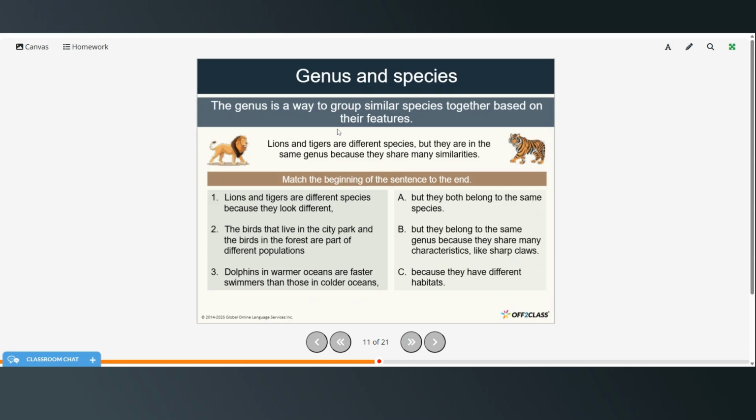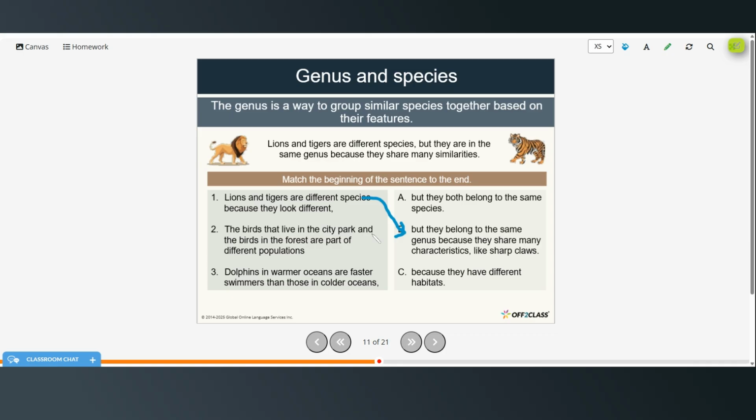Okay, the genus is a way to group similar species together based on their features. Lions and tigers are different species, but they are in the same genus because they share many similarities. So match the beginning of the sentence to the end. Lions and tigers are different species because they look different, but they belong to the same genus because they share many characteristics like sharp claws.